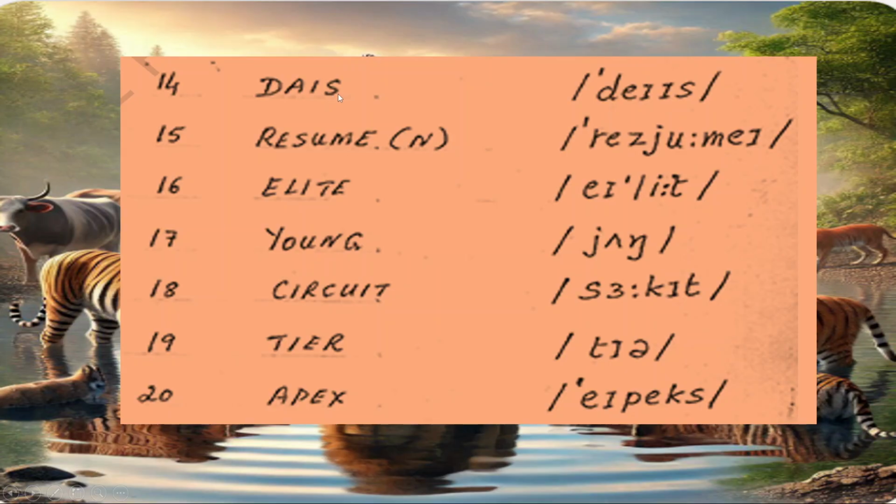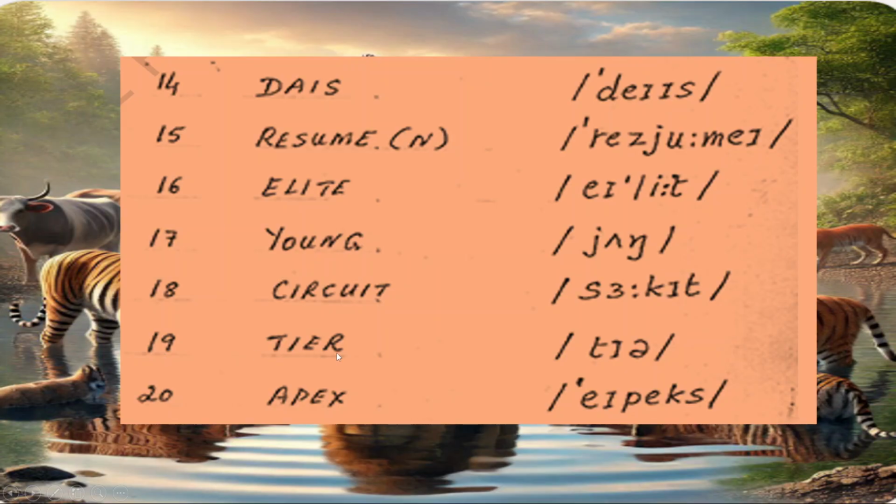dais. 15th, resume. 16th, elite. 17th, young. 18th, circuit. It is not cricket, it is circuit. Here the C's pronunciation is "cu".